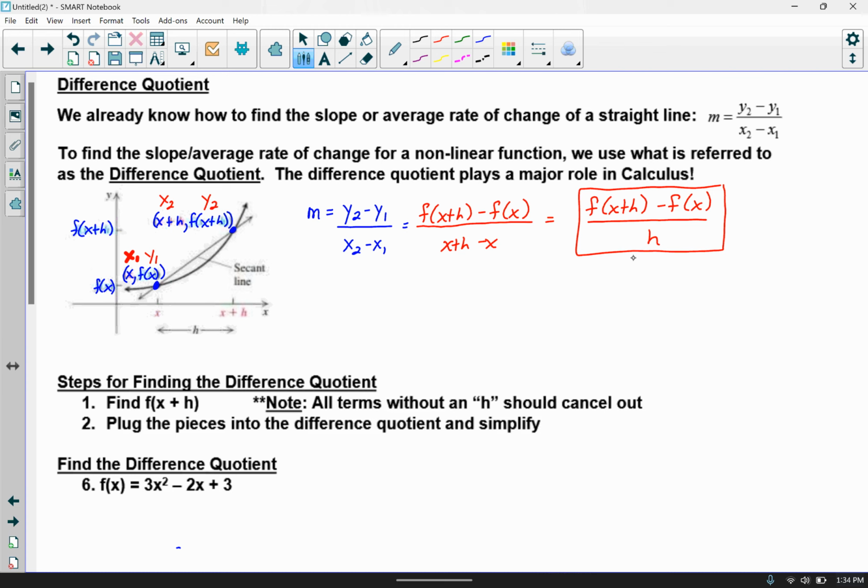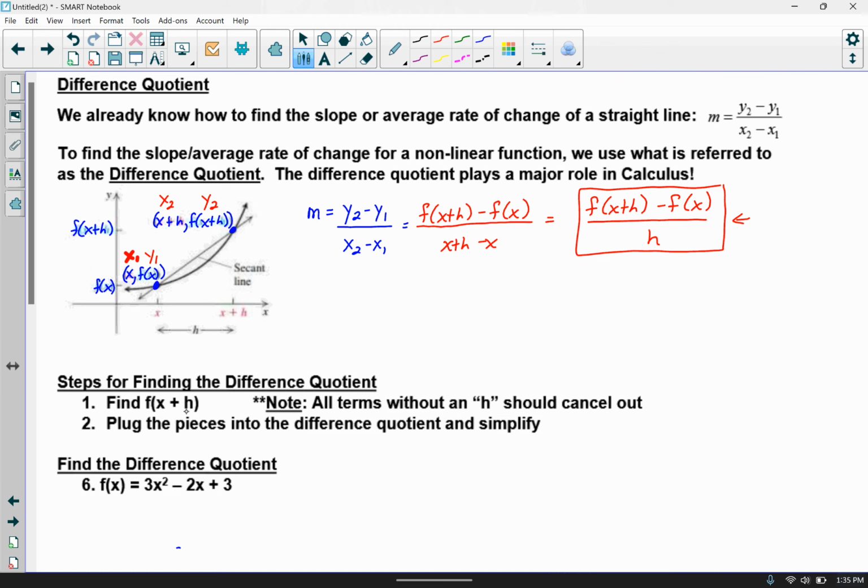All right, so how do we now utilize this difference quotient to find the slope of a nonlinear line? So in order to do that, the first thing that you find is f of x plus h, and that's the longest, hardest part, because what that says is everywhere you see an x, you're going to plug in x plus h.